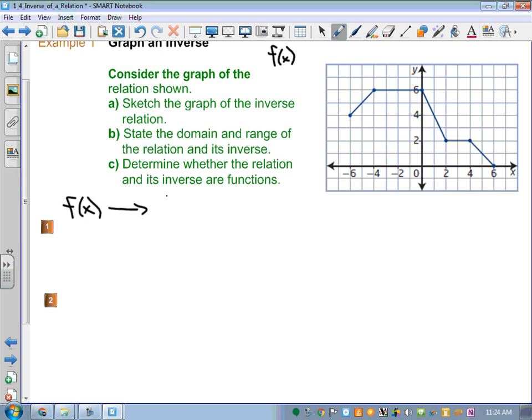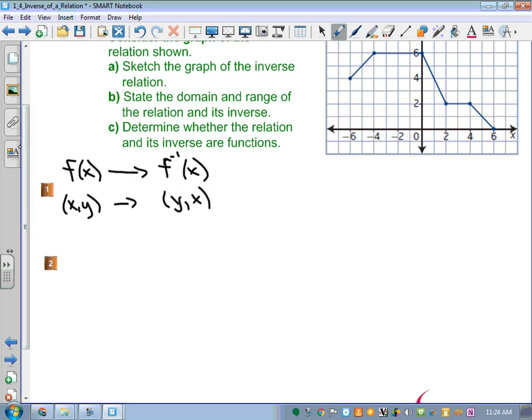If we picture this as a mapping, then the way that we go from f of x to the inverse of f of x is that any point x comma y becomes y comma x. Now, I'm not saying that the y coordinate is the one listed first. I'm saying that a point at, let's grab one, 6 comma 0 is going to turn into 0 comma 6.